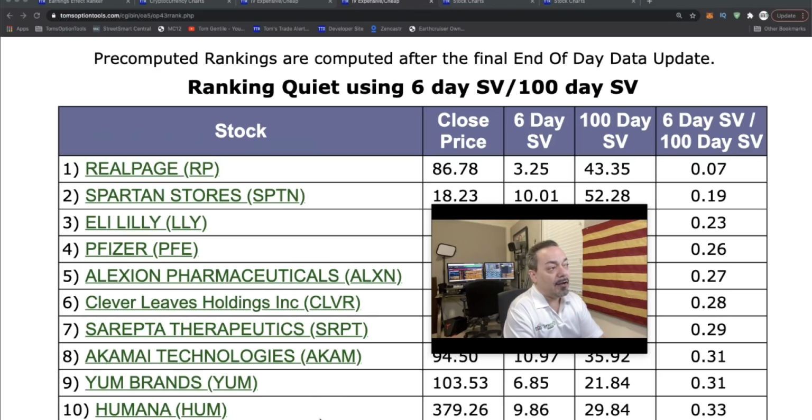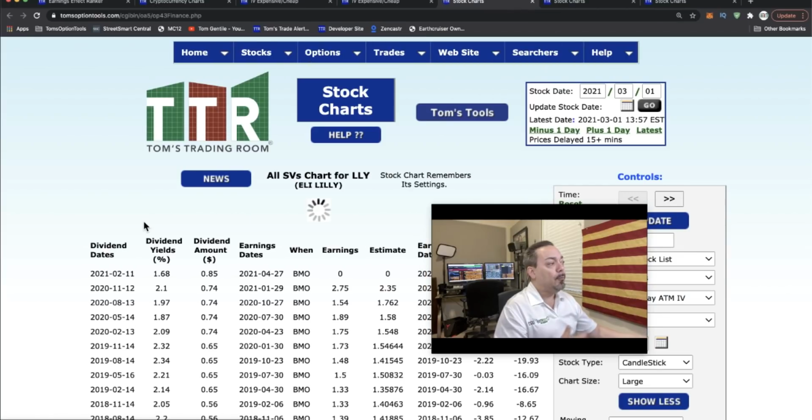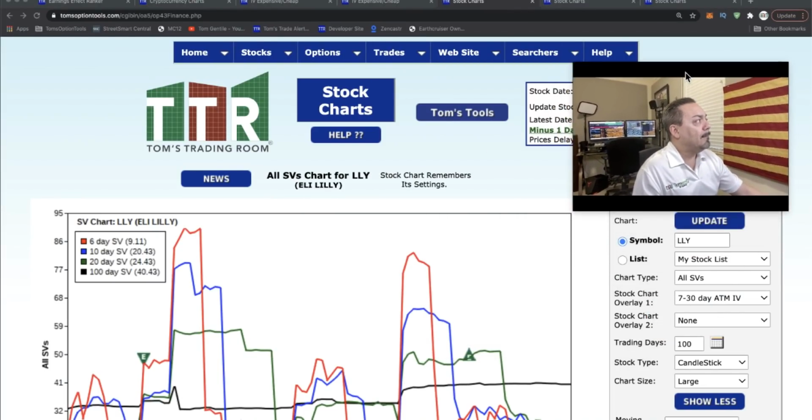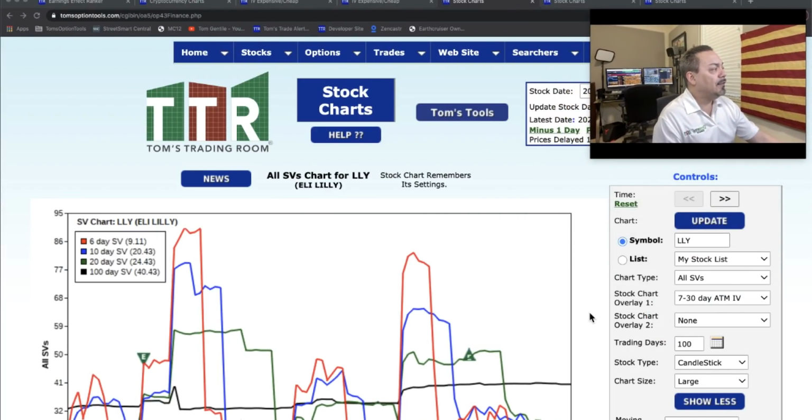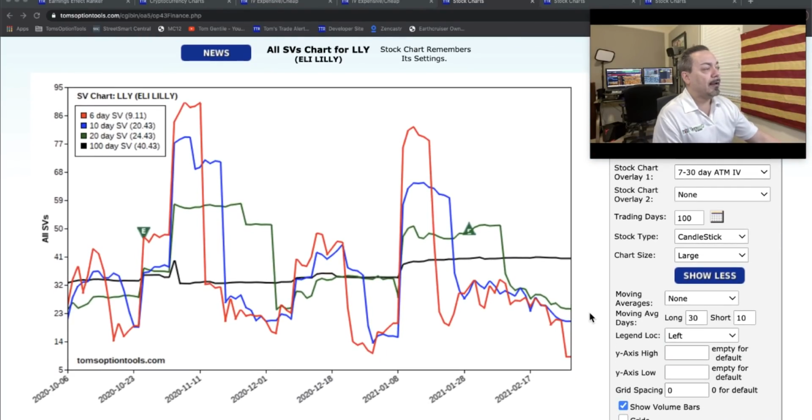Now, I see some stocks on here that are actually quite interesting. Let's take a look at Eli Lilly. That's number 3. If I click on Eli Lilly, I'm going to open a new page. And what I'm noticing is that this is not a typical chart we're used to seeing. It's not a stock chart at all. In fact, it's a chart of statistical volatility.